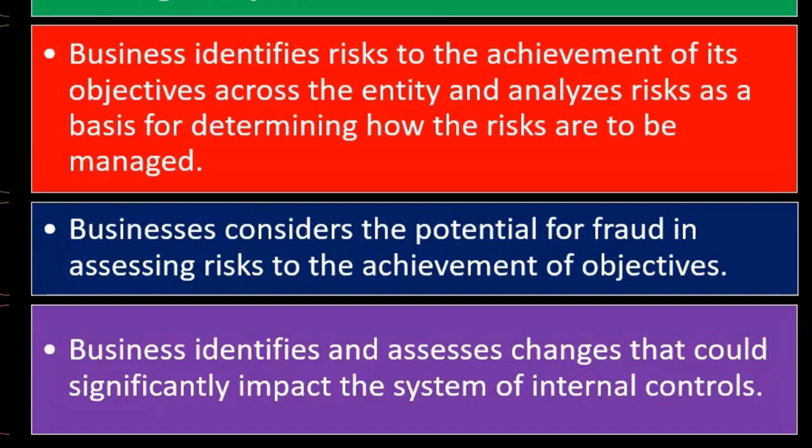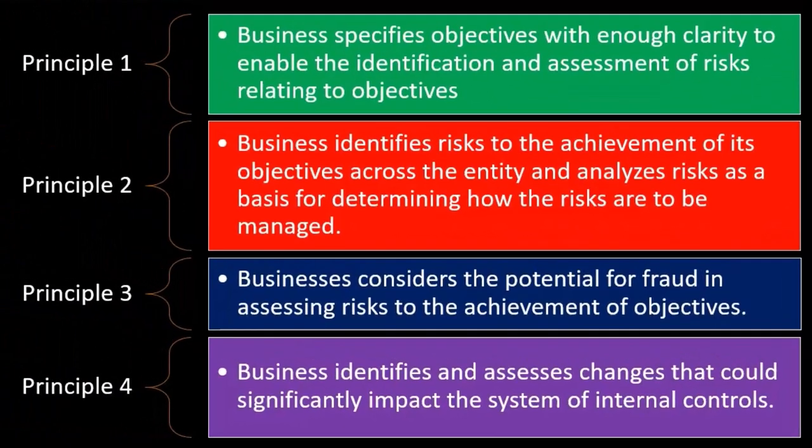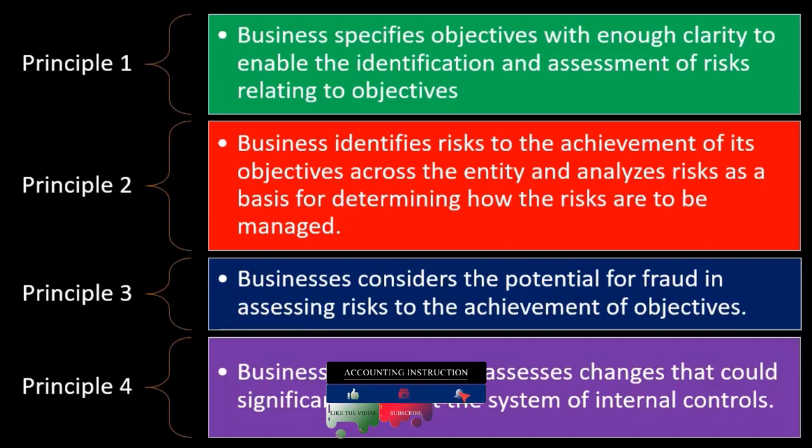Principle number four, business identifies and assesses changes that could significantly impact the system of internal controls. So we're going to identify and assess any changes. Anytime we have a significant change, we should have in our mind, what is the internal control? What are going to be the risks related to any significant changes? And we should map out what are going to be the risks related to the significant change, make adjustments as necessary based on those changes and those adjusted risks.